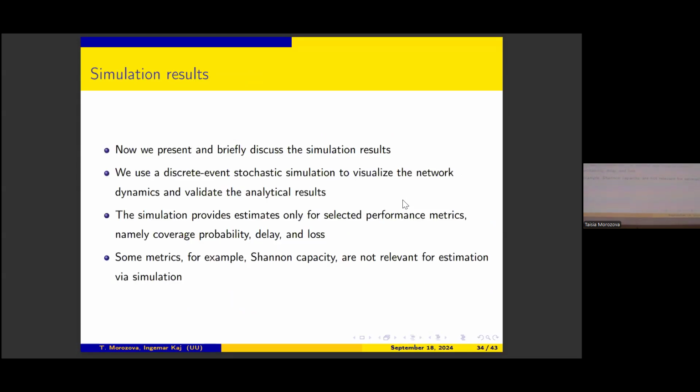Yes, and then finally, I'd like to conclude this with some simulation results. Simulations are always nice because, first of all, we have some approximations here, and then we have quite a complicated model. So I was interested in seeing how close this is if we simulate a real system. I used discrete event modeling, stochastic modeling, and then we got some performance metrics, but not all of them, because mainly we focused on coverage probability, delay, and loss, and some metrics are just not relevant for simulation. For example, Shannon capacity, I don't think you can simulate it, at least in the way that we were interested in.